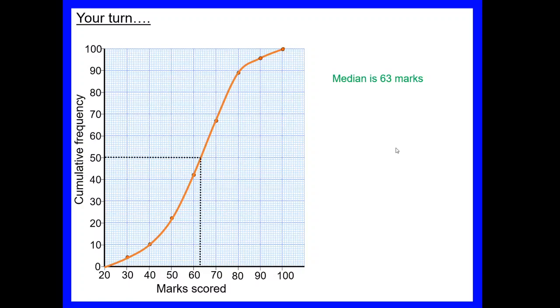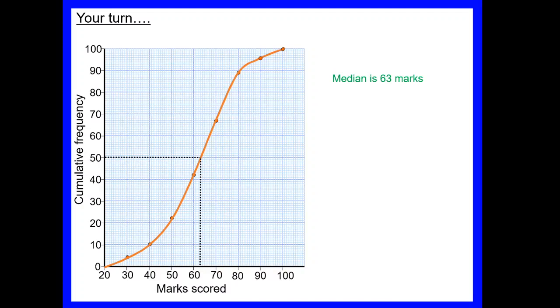Now I've got 63. Obviously, because you're drawing this curve freehand, your curve may be slightly different. So with these, the examiners will accept a range of marks. So let's suggest anything between 61 and 65 would be appropriate. So for today, let's say that you need to be within 2 either side of my answer.